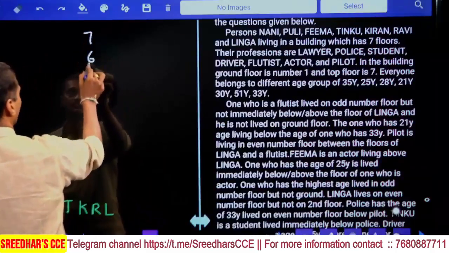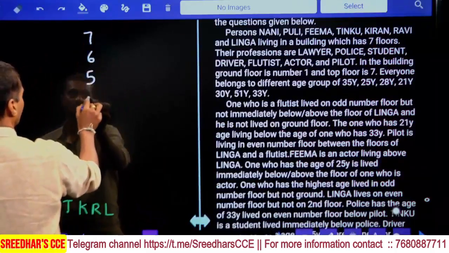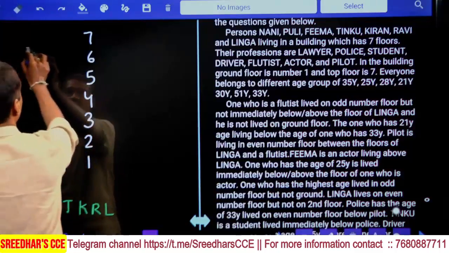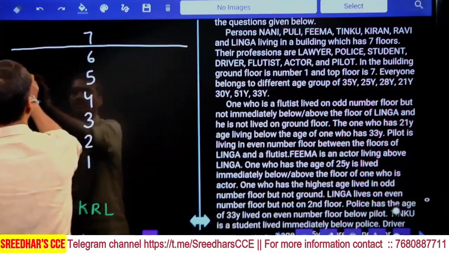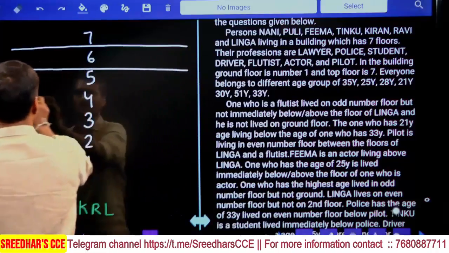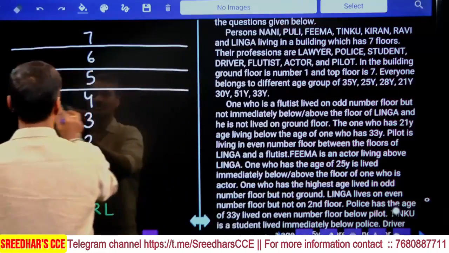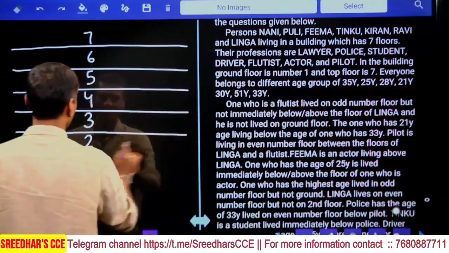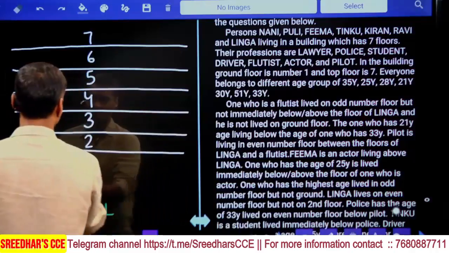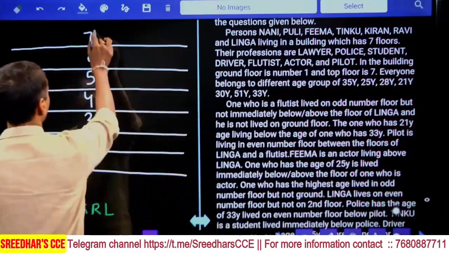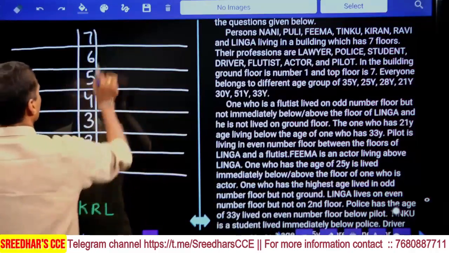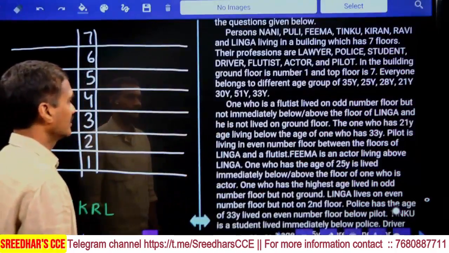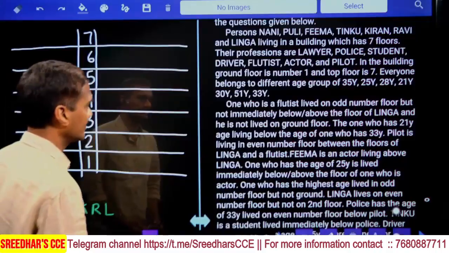7, 6, 5, 4, 3, 2, 1. These 7 persons are staying on these 7 different floors. Now we need to identify the person who is living on which floor, the age of that person, and the profession of that person. Clear now? These are the things we have. Flutist and so on, and each one of them belongs to a different age group.